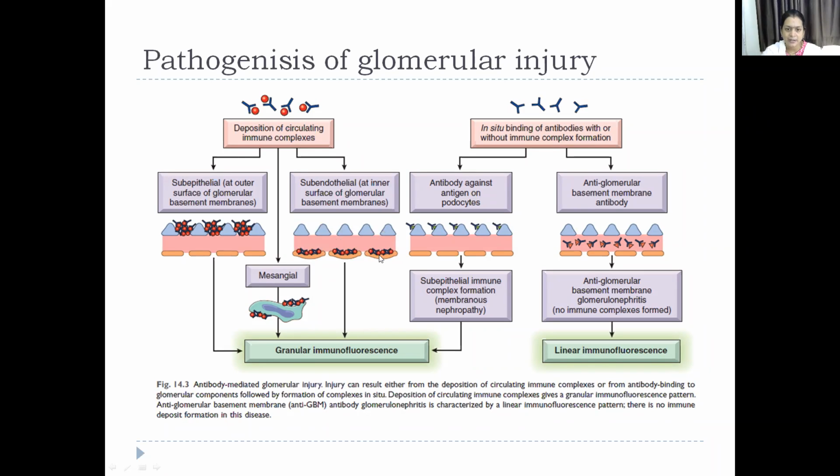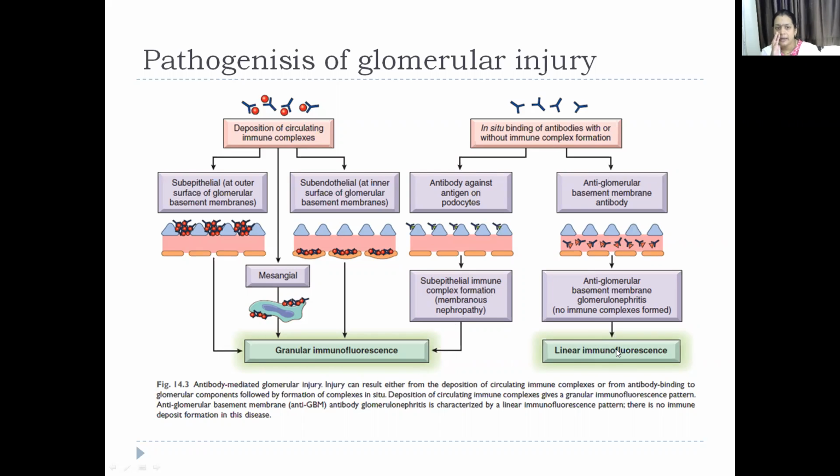So here they are, these antigen antibody reactions happening here in the subendothelial deposits, and then the mesangial, wherein they are present here. And then the in situ binding of antibodies, with or without immune complex formation, that is antibody against epithelial podocytes. Then the anti-glomerular basement membrane forming the linear immunofluorescence.